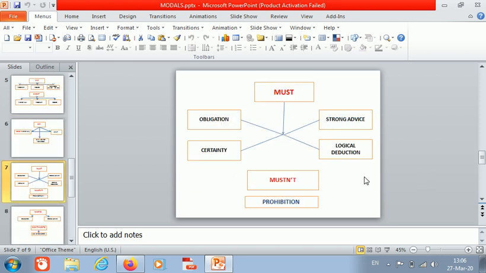Now we pass to must. This must has four functions. It is used for obligation, certainty, strong advice, and logical deduction. When we say obligation, we say people must obey the law. When we talk about certainty, my father has gone out, he must be at work now, which means it is 9 o'clock now, and my father must be at work because he starts working at 8.